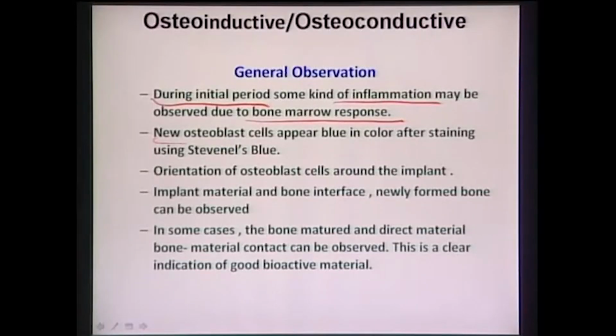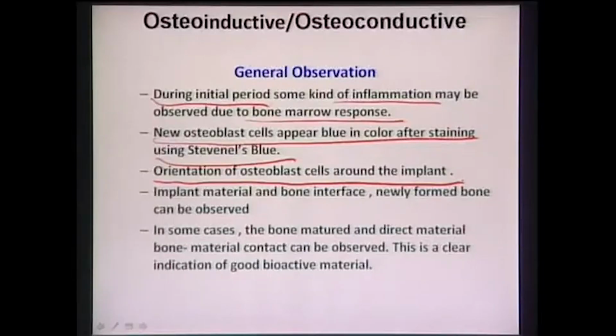And new osteoblast cells appear blue in color after staining using Stevenel's blue, and you also have to see what the orientation of the osteoblast cells around the implant is. Osteoblast cells are not like epidermal cell lines, where they are just lined one after other. They are like connective tissue cells, so they are dispersed in the extracellular matrix, but there are a lot of distances between these 2 or 3 osteoblast cells.